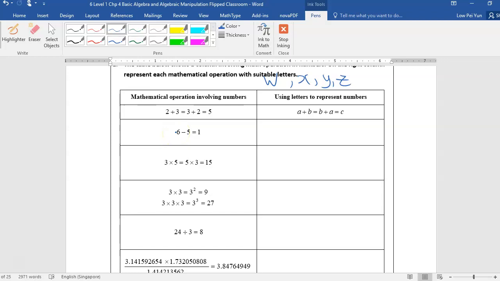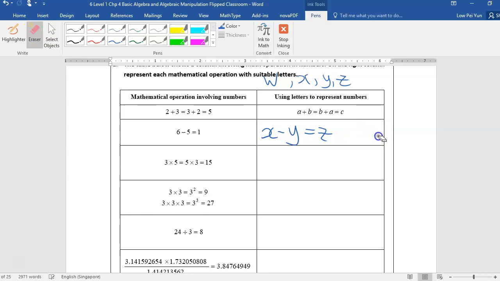The first example has 6 minus 5 equals 1. If I want to use algebra, this can mean x minus y is equal to z. I write my z this way, so that the 2 and the z can be differentiated. This is just an example for you to see. My 2 is this way, my z is that way.